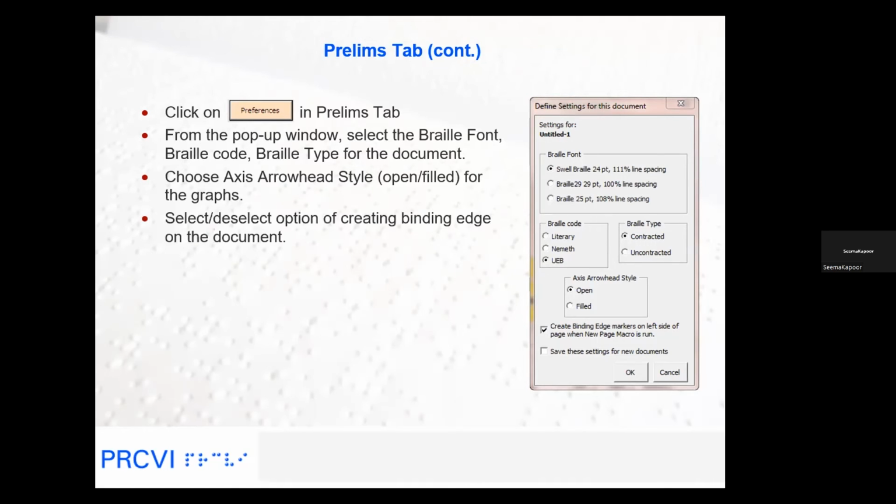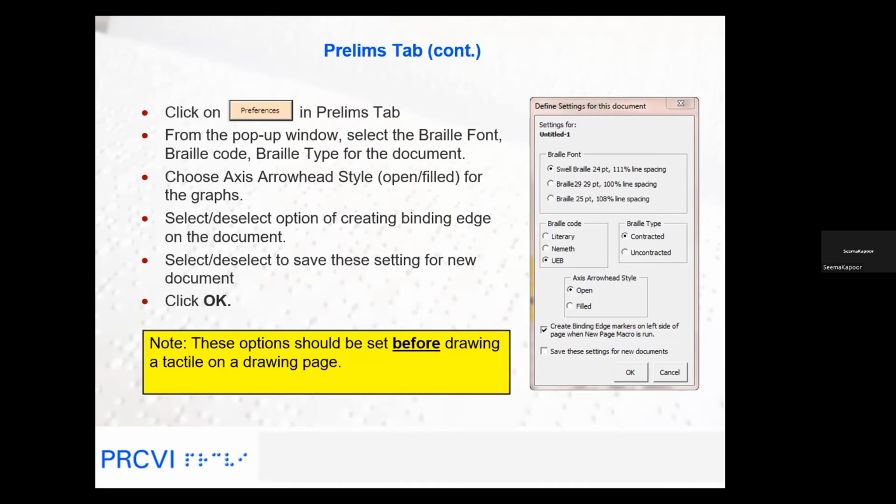Select or deselect the option of creating binding edges on the document. Select or deselect to save these settings for new documents. Click OK. These options should be set before drawing a tactile on a drawing page. This is the first step before using macros.